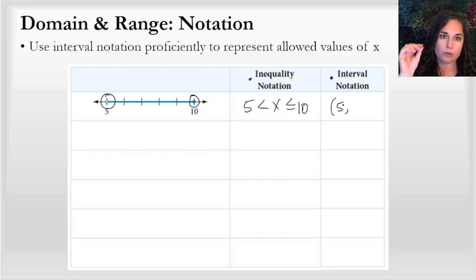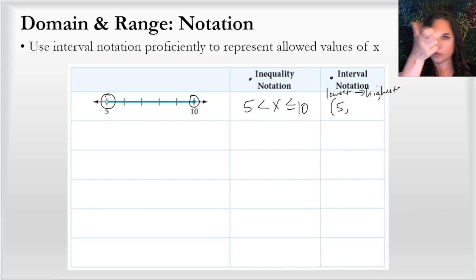And always remember that it goes from lowest value to highest value. I see students switch those values, and that's not the way to do it. The convention is always to go from least to high. So 5 to 10, and because it can equal 10, I'm going to put a square bracket on the end there. So that's how I would do that in interval notation.